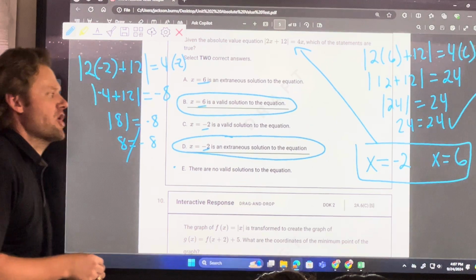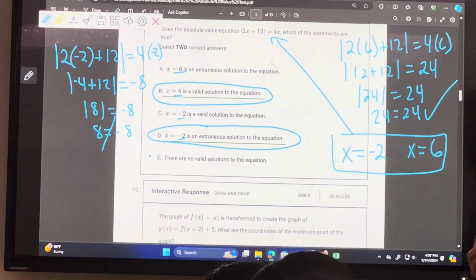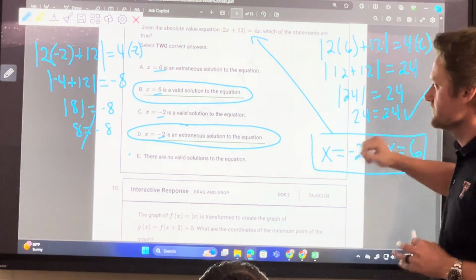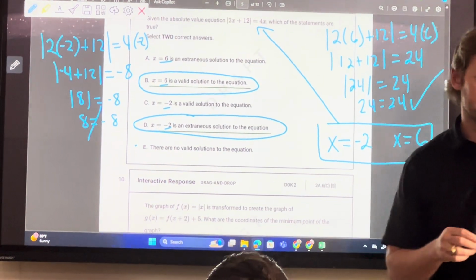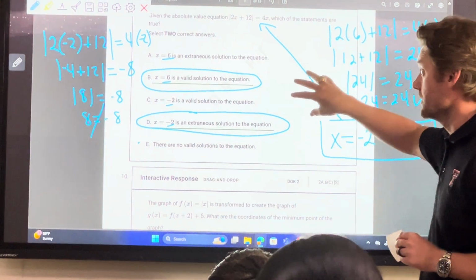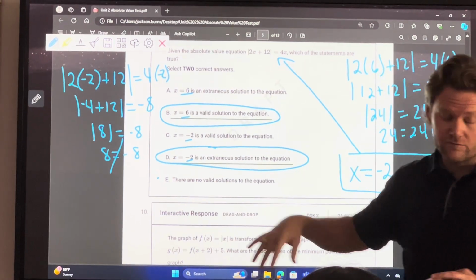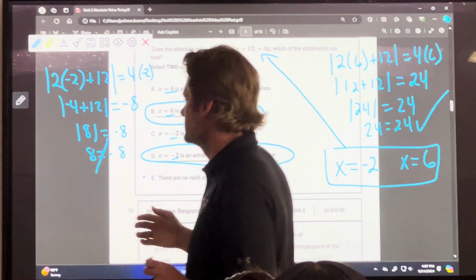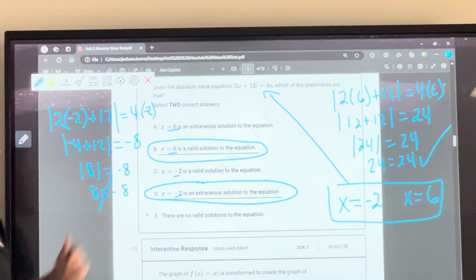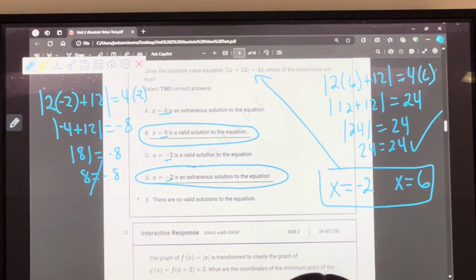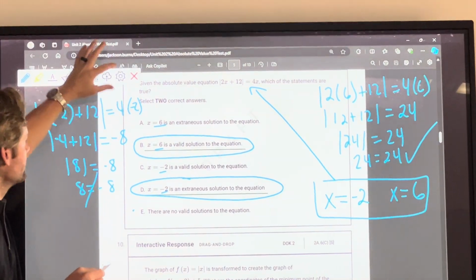Negative 2 is our extraneous. When we plug it in, it doesn't work, right? When we do the work, that's one of our solutions, but when we plug it in, it does not work. All right, so y'all have a little cheat code, right? Y'all know, okay, if all of these are the same, which they will be on the test, right? Numbers will change. You can start by plugging them in to see if those are extraneous or not. Make sense? All right. Next number, was this 9?